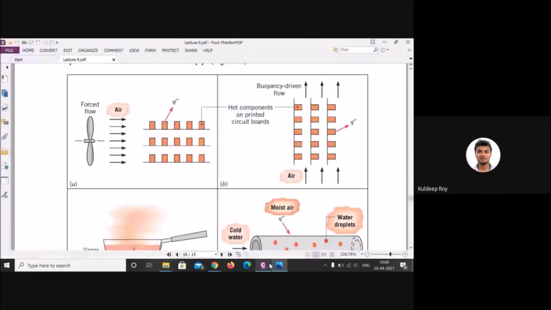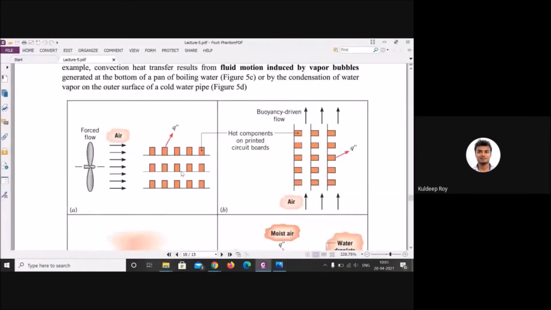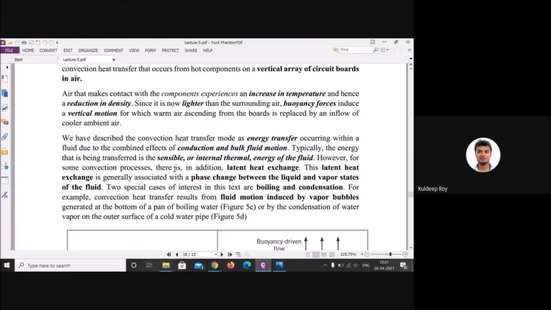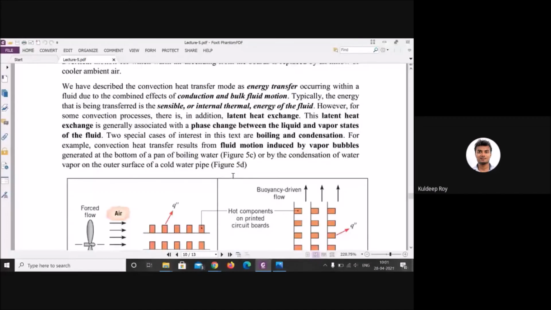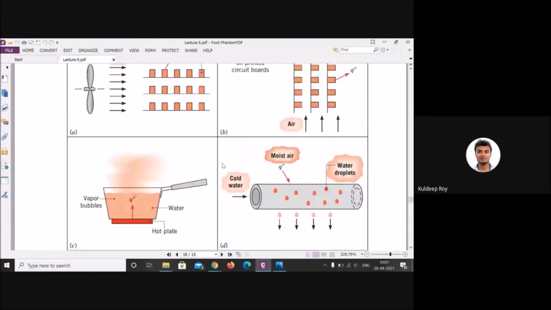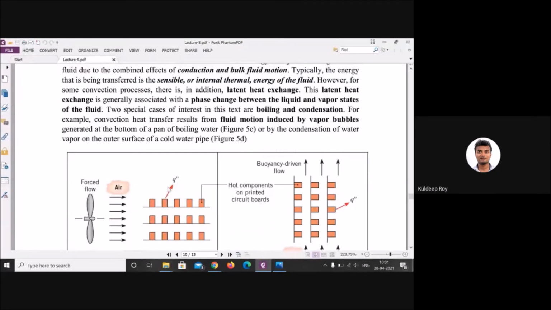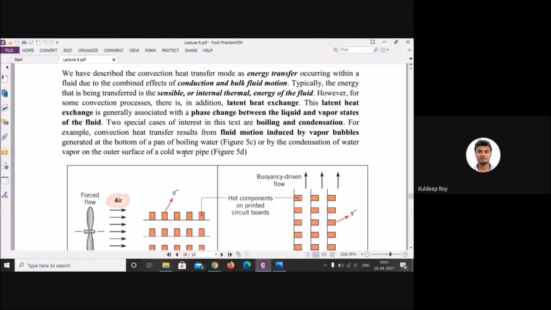Now apart from forced convection and natural convection, there are two more, which are called boiling and condensation. In boiling, what we are looking for is that a density difference will happen. Either we apply some external source, or heat transfers from higher to lower. But in the second, boiling and condensation, what will happen? We will talk about latent heat of vaporization, or you can say latent heat exchange.